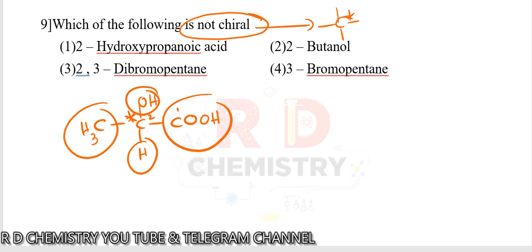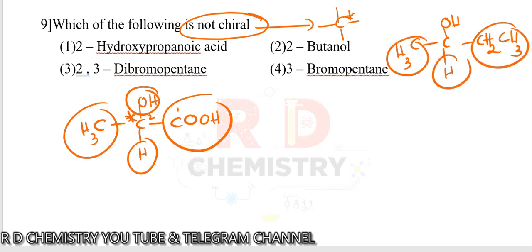Next, 2-butanol. Carbon number 1, carbon number 2, carbon number 3, carbon number 4. This is carbon number 2, OH is here. The remaining are CH3, H, CH2 and CH3. 4 different groups are there. Therefore, the second carbon is the chiral carbon.